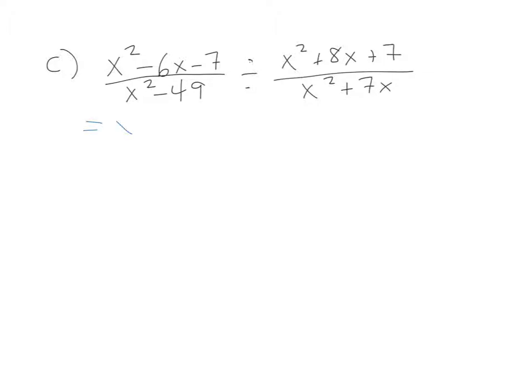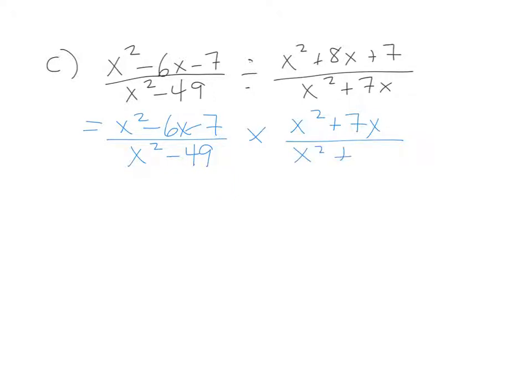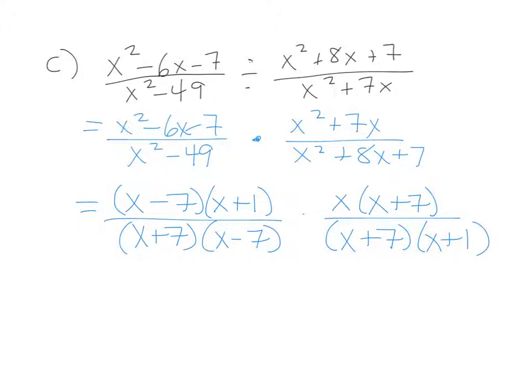So this will be x squared minus 6x minus 7 over x squared minus 49, right? First one doesn't change, but then change it to multiplied by x squared plus 7x over x squared plus 8x plus 7. So you factor this, and then look for common factors. So in the numerator of the first one and the denominator of the first one, there's an x minus 7. So we'll cancel those out.